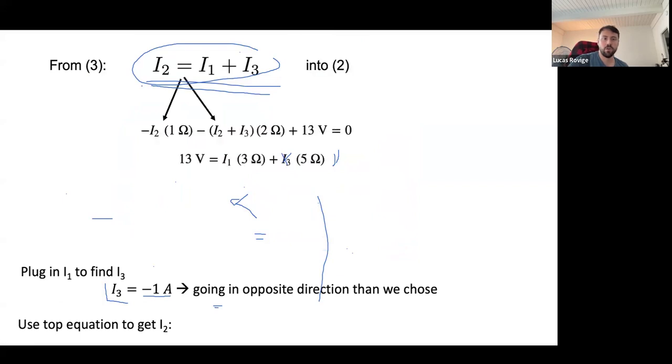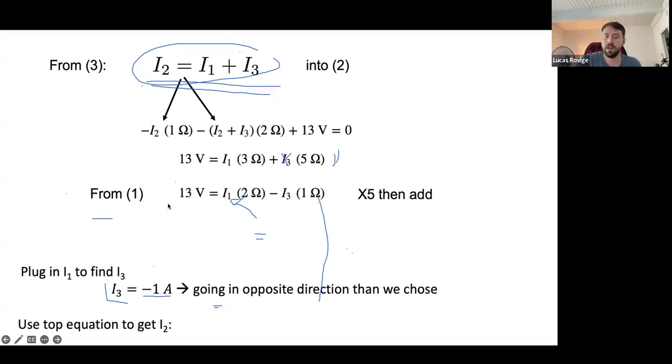So when you have this kind of junction and you don't know in which direction the current is going, then you just pick one and do your loop rule accordingly, and you'll end up with the correct result. It might be that you chose the wrong direction, and that's fine. You just get a negative number for the current, and then you actually know where the current is flowing.